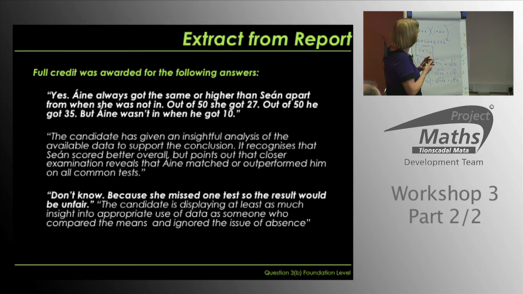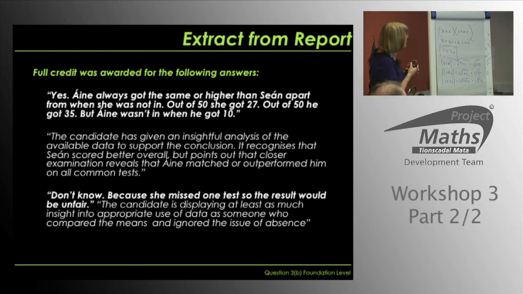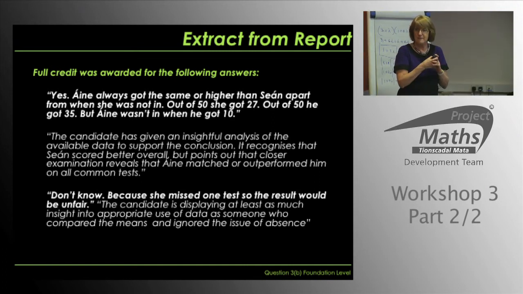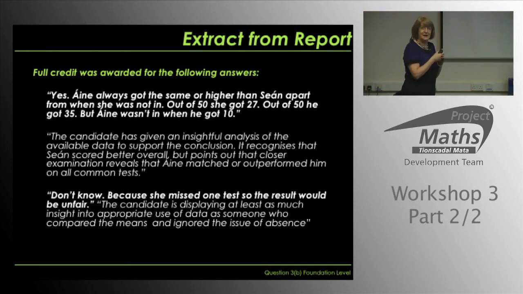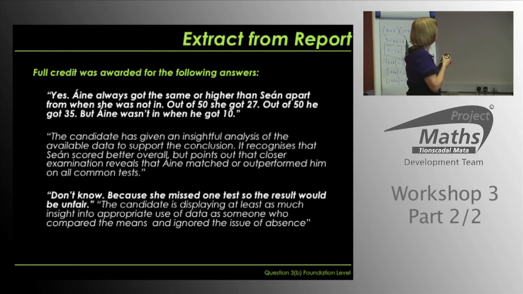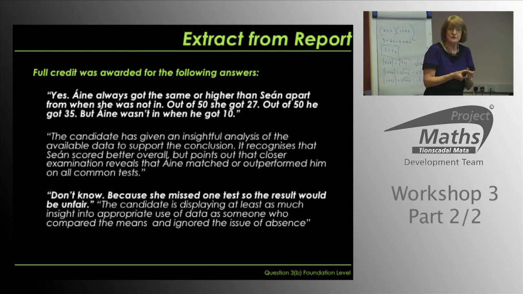The candidate has given an insightful analysis of the available data to support the conclusion. It recognised that Sean scored better overall, but points out that closer examination reveals that Anya matched or outperformed him on all common tests. Here's one now, and this person got full marks because she missed one of the tests, so the results would be unfair. And this person, it's probably because it was foundation level that they got full credit. The candidate is displaying at least as much insight into appropriate use of data as someone who compared the means and ignored the issue of absences.